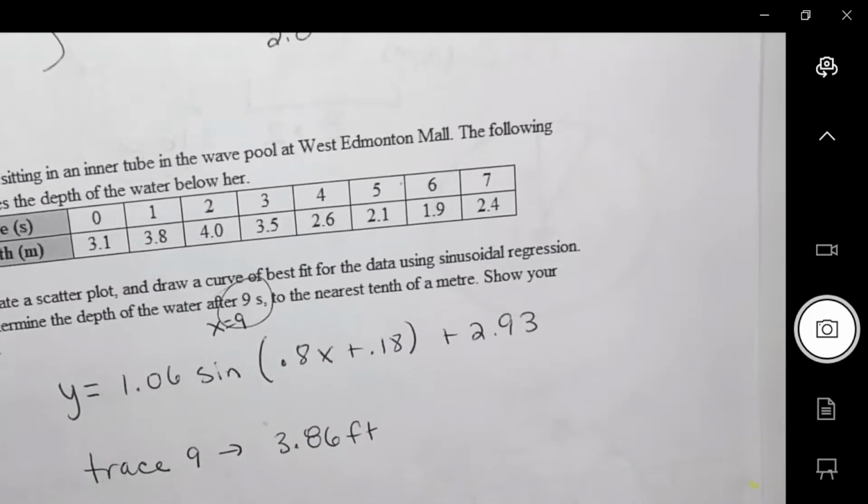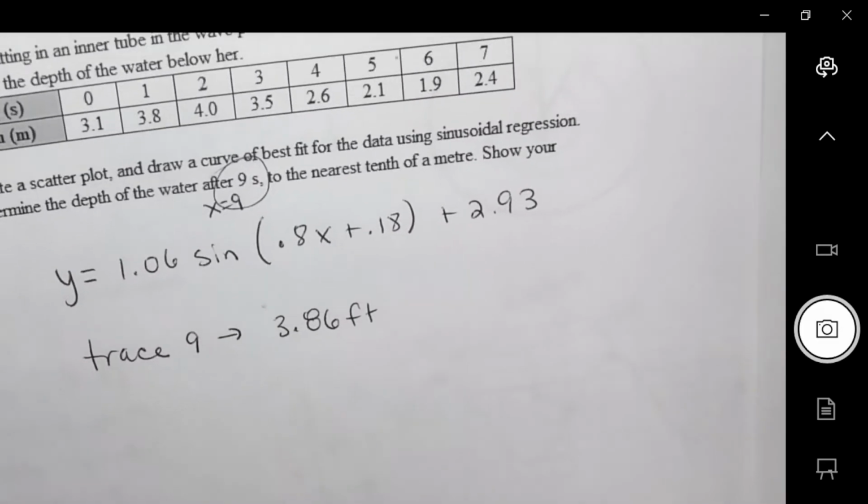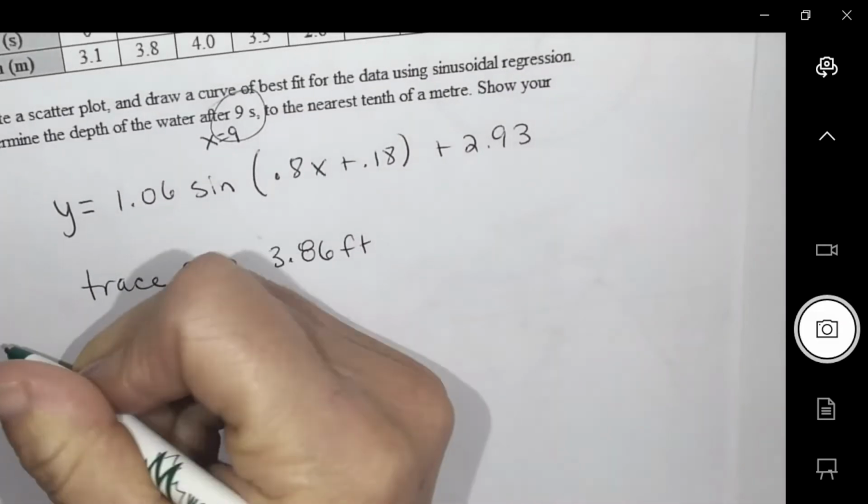Okay, let's go with a few more questions because you might see some kinds of different questions.